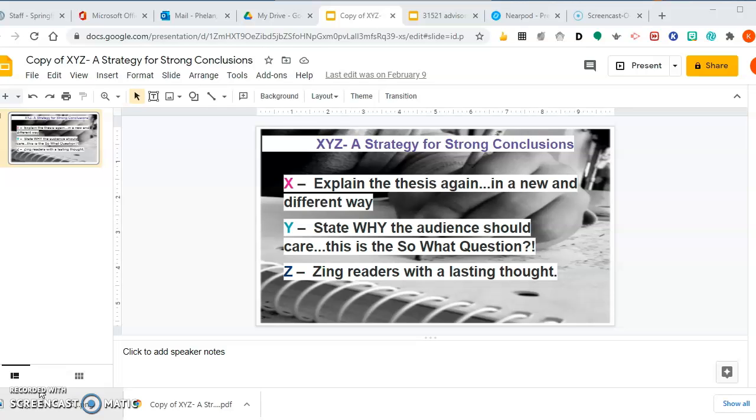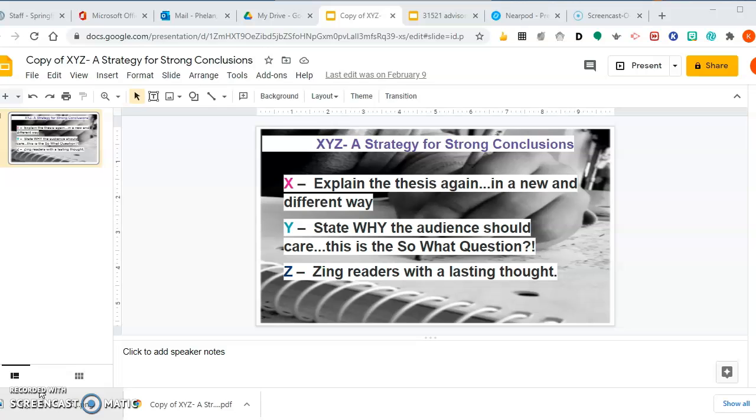And in order to write a conclusion, you need to follow the strategy that we covered earlier this year called XYZ. First, you want to explain your thesis again in a new and different way. But good news, you've already done this. This is the last box on your boxes and bullets. So in a lot of ways, you should probably have already written this.